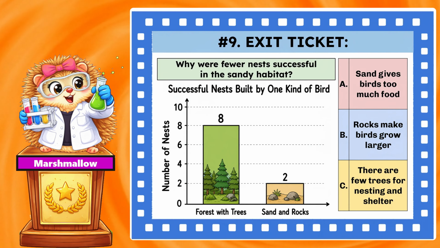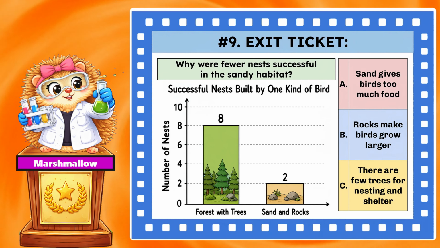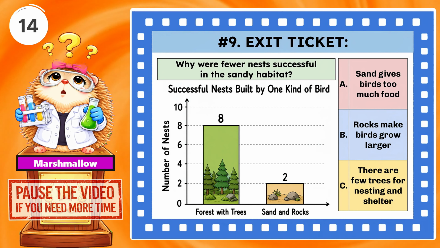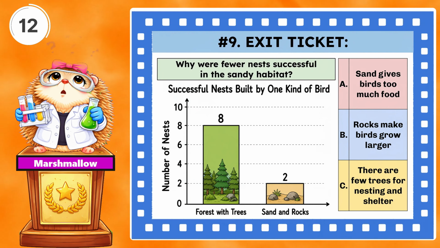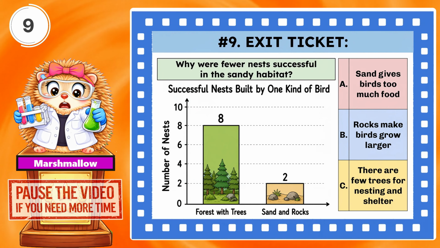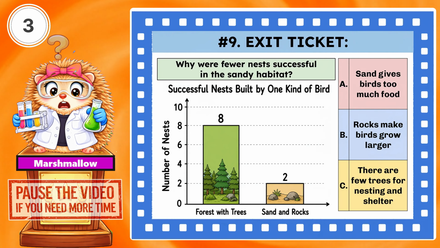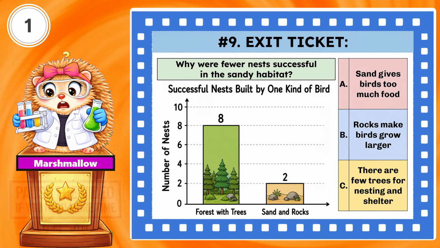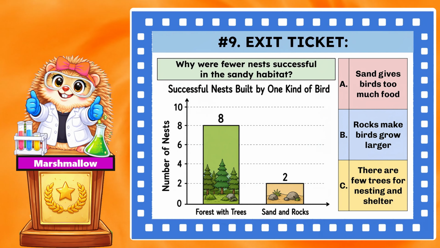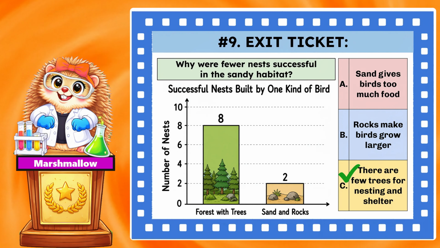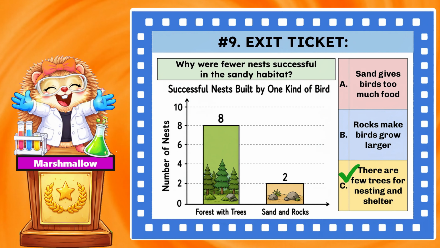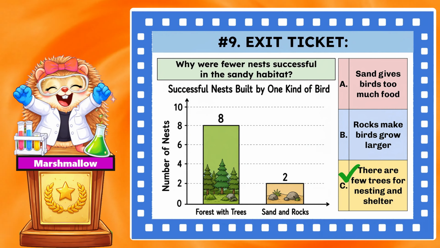Why were fewer nests successful in the sandy habitat? And the correct answer is letter C. There are few trees for nesting and shelter.